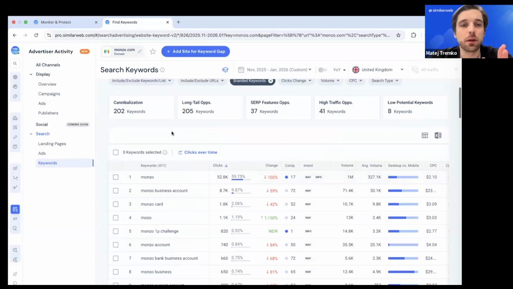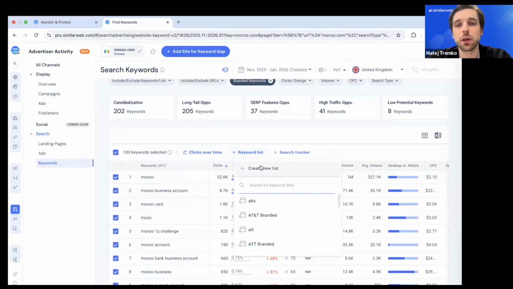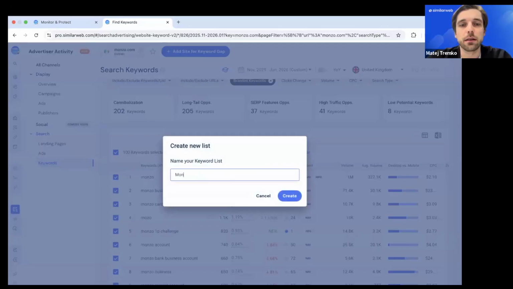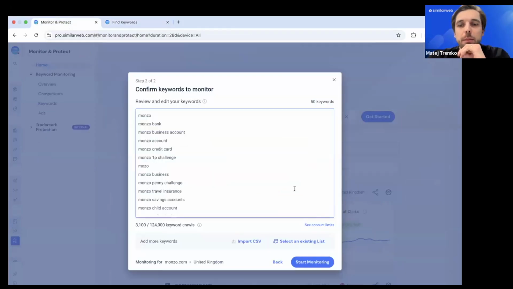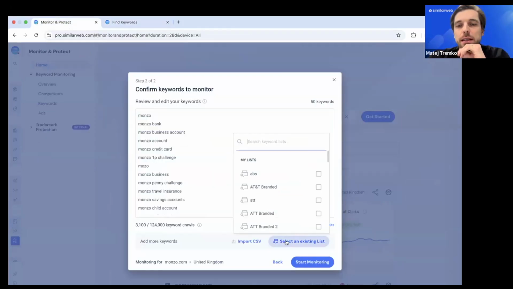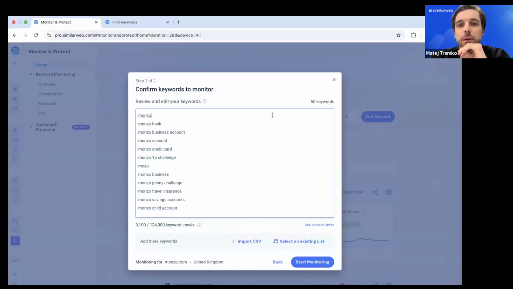Now, once you're happy with your list, you can select all of these, create a new keyword list, call it, let's say, Monzo branded, and it's already created. And now that I create this keyword list, I can come back here and I can already see this list in here and select it from here. So this is how you can connect the two different sections and always share the data within your account.